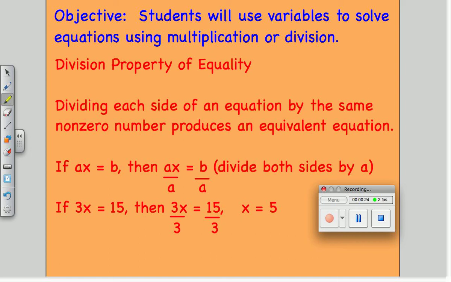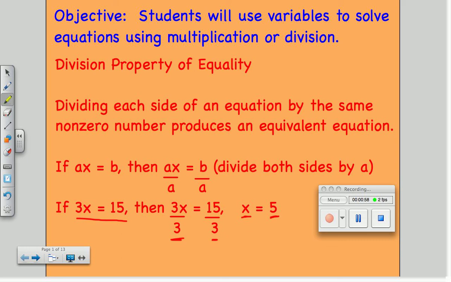All right, division property of equality states that dividing each side of an equation by the same non-zero number produces an equivalent equation. Same thing. What do I mean by that? And again, you're not writing this, I'm just showing you this. 3x equals 15 is our equation here. If I divide this side by 3, I just get x. If I divide this side by 3, I get 5. X is 5.